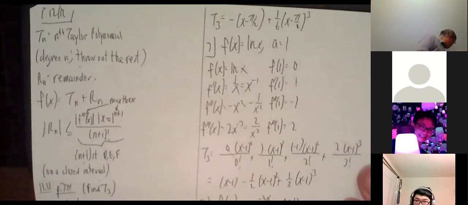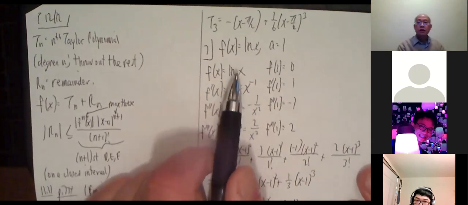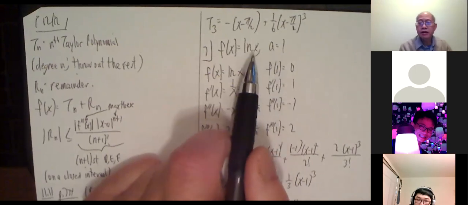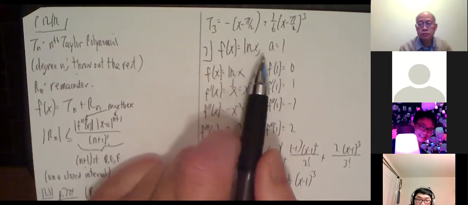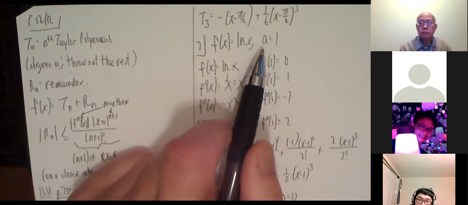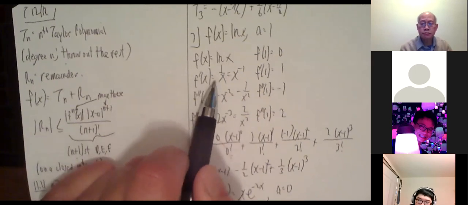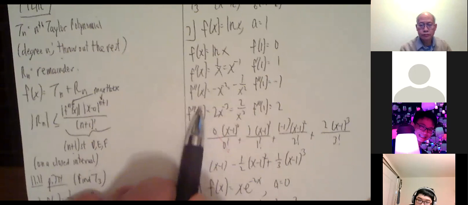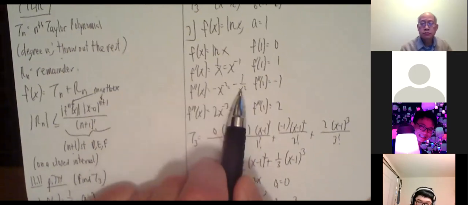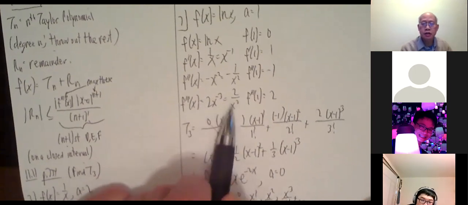Okay. Line number 7, ln x, it does match this time at least. ln x centered at a equals 1. You cannot center at a equals 0 because we can't take ln of 0. They ask for T3, so I want 4 terms. Okay, so f of x is ln x, f prime is 1 over x, which is x to the negative 1. Second derivative is negative x to the negative 2, which is that. Third derivative is 2x to the negative 3, which is that.